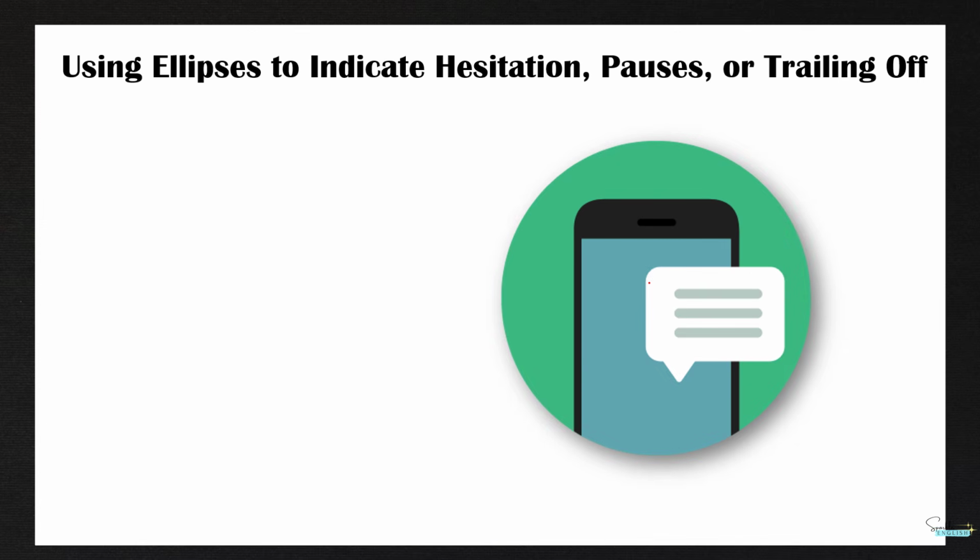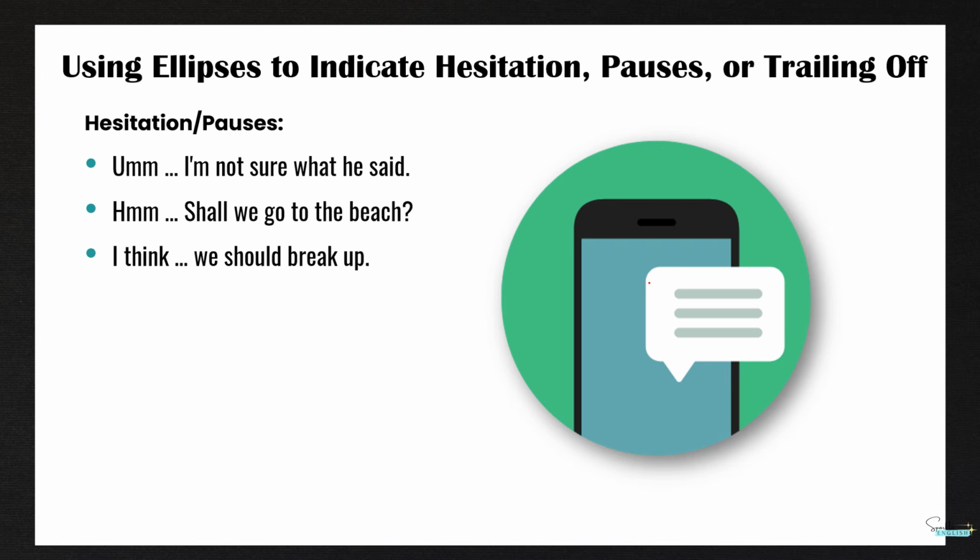We also use ellipses to indicate hesitation, pauses, or trailing off. Now, this is very common in informal writing or writing in novels, poetry, when you're text messaging your friends or writing emails. For example, we use an ellipsis for hesitation or pauses. "Um... I'm not sure what he said."